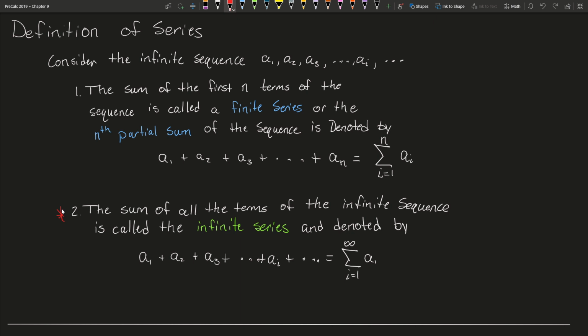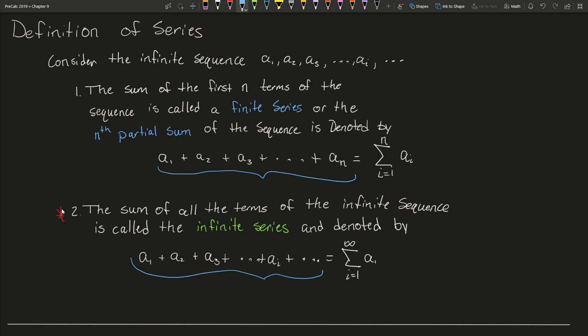And there are two different cases. There are finite sequences, which we've been dealing with, which is just the sum of some finite sequence. And then there are infinite sequences, which are sums of sequences that don't actually stop. It starts at the first term, but it never stops at the nth term or ith term or whatever. It just keeps going.